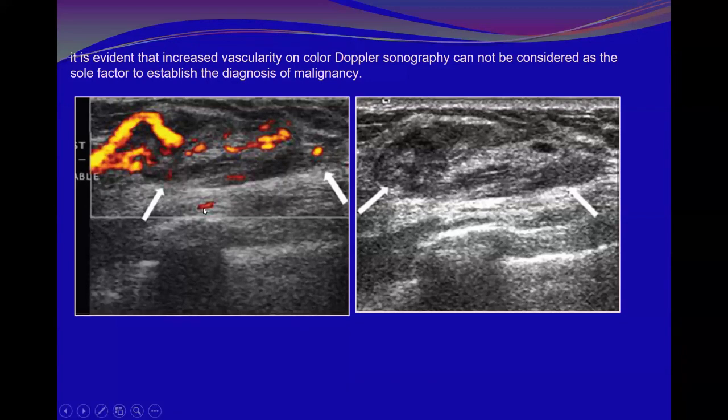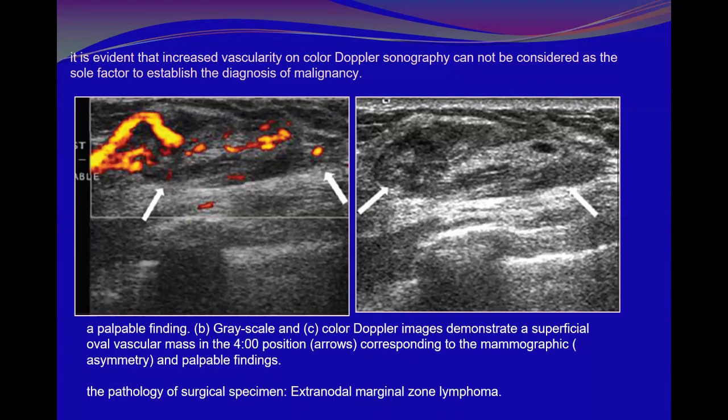Look at the vasculature. It is hypervascular. So this hypervascularity is not fitting with fibroadenolipoma. So I have to recommend biopsy. I'll grade it as BI-RADS 4C, for biopsy at least. And it turned out to be extranodal marginal zone lymphoma. In this case, it was a lymphoma. So we have to be cautious while evaluating breast masses.